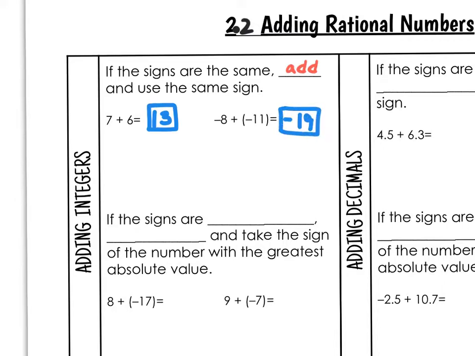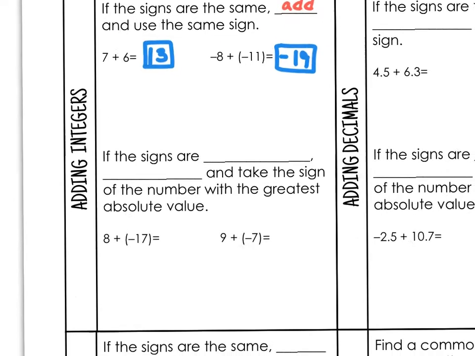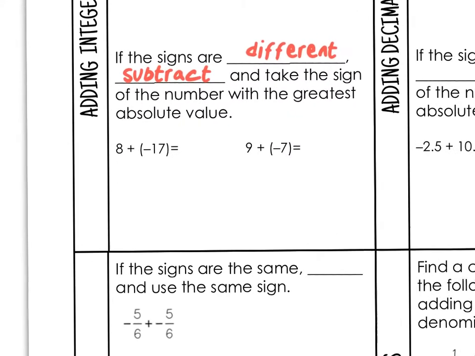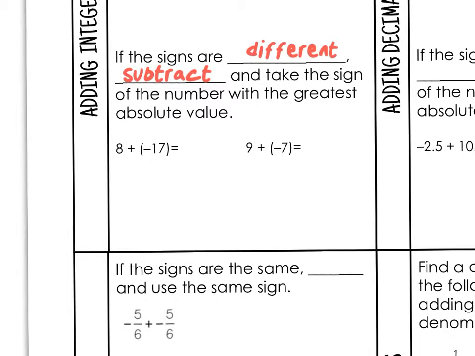Okay, now let's look at the second set of rules. Here it says, if the signs are different, subtract and take the sign of the greatest absolute value. So again, let's review. We have 8 plus negative 17. They're different signs, so we subtract them, and the difference is 9, and then we make it negative because the bigger absolute value, negative 17, is negative.